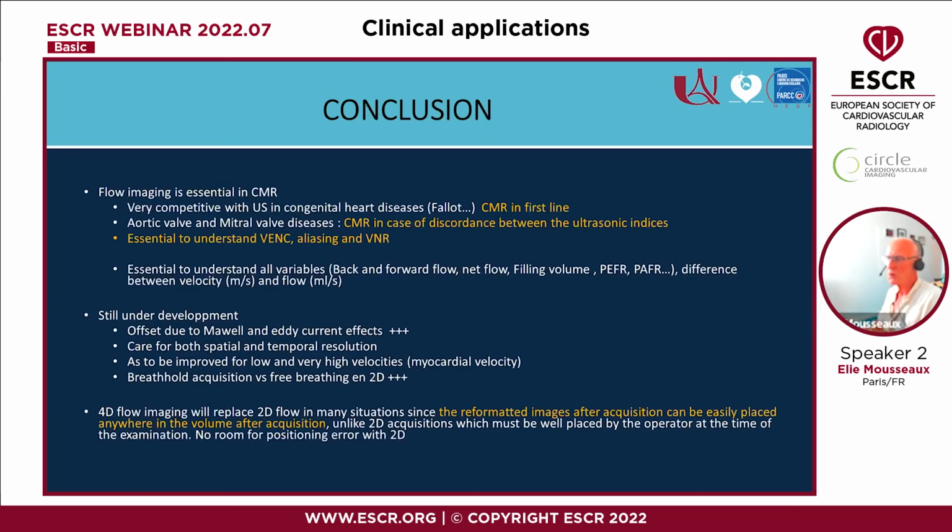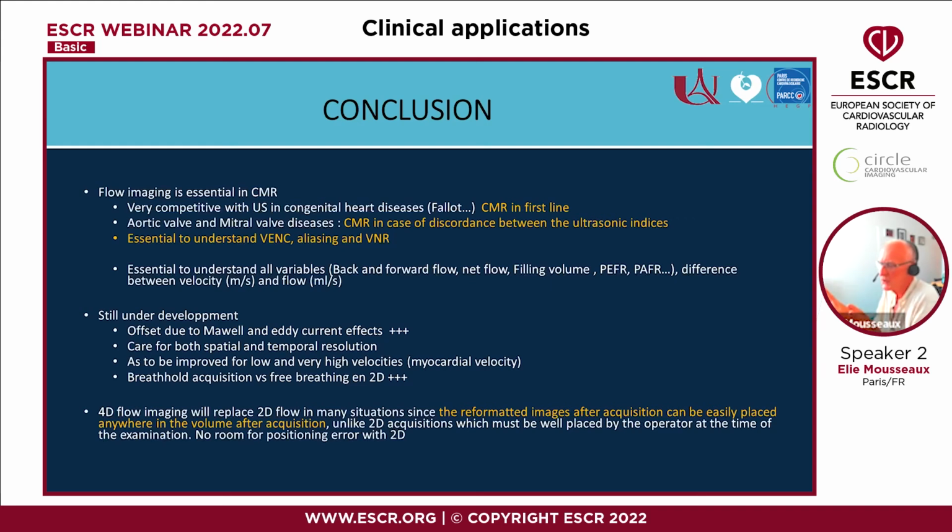So I would like to conclude that now flow is essential in CMR. We are using flow, we are doing more than 2,000 heart studies per year in my institution. We are doing flow in more than 50% of the cases, mainly for congenital heart disease, but not only. Now for many cardiomyopathies, because the diastolic function will arrive, we should do a lot of flow measurements in the near future for everything.